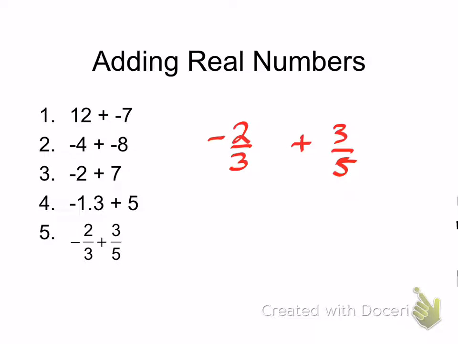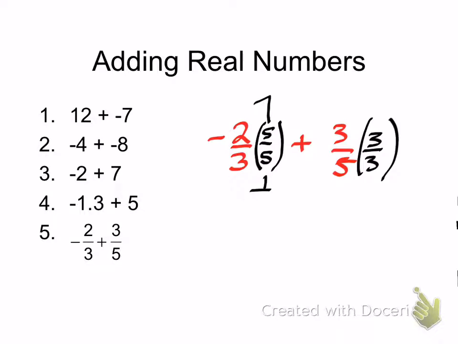Common denominator. In the first one, what would I multiply by to get a common denominator? Over 5 over 5. I use the identity property. On the other one, I'm multiplying by 3 over 3. I'm not changing their values because I'm just multiplying by 1. So my new numerator will be negative 10 over 15 plus 9 over 15.